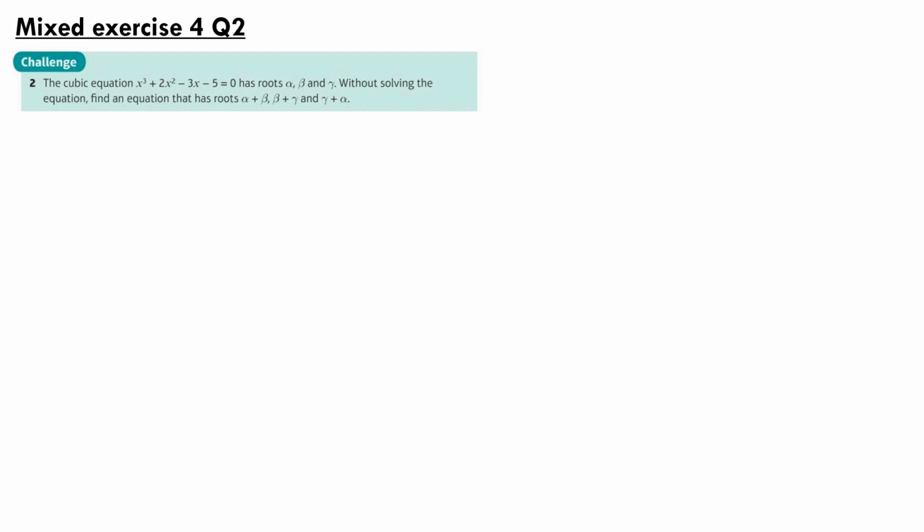Okay, so for question 2, we've got the cubic equation here, which has roots alpha, beta, and gamma. Without solving the equation, find an equation that has roots alpha plus beta, beta plus gamma, and gamma plus alpha. So here, unfortunately, there's no direct substitution we can use because the roots for the new equation are given in terms of different pairs of the roots of the original equation.